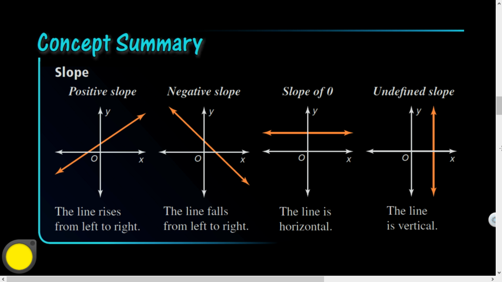Here we go, concept summary. Positive slope, Mario is going uphill when he's running to the right. Negative slope, Mario is going downhill when he runs to the right. Slope of 0, Mario's just like, cool, man, I could do this all day. And then undefined slope, Mario just died. He fell down a pit. That is too steep, right? So the line is vertical in that case.